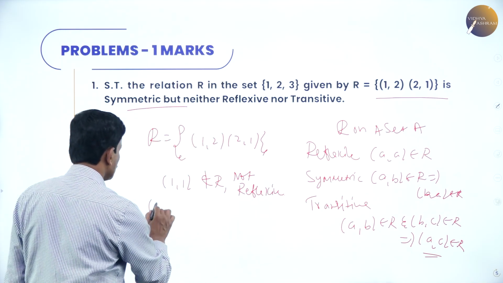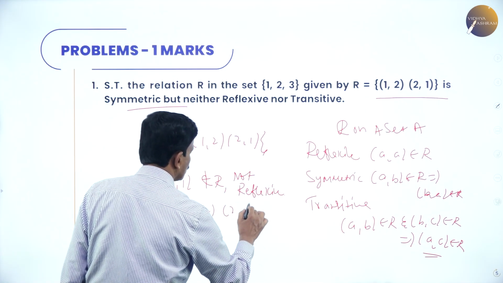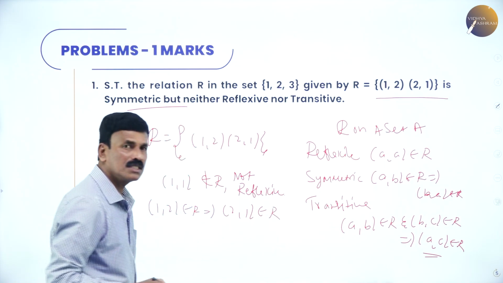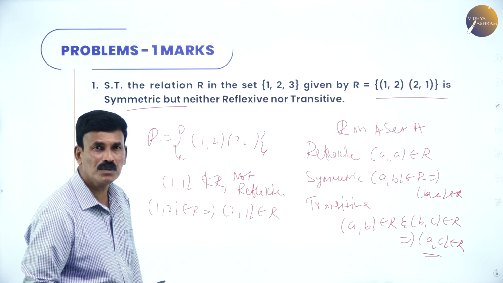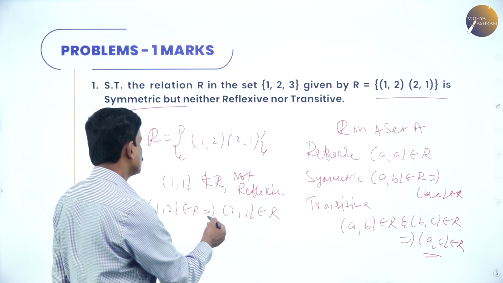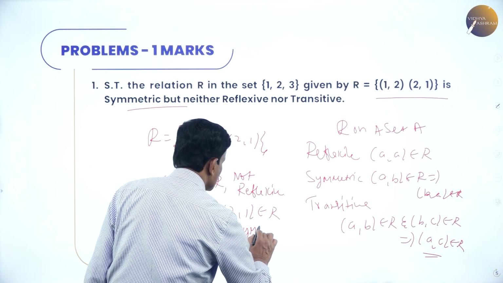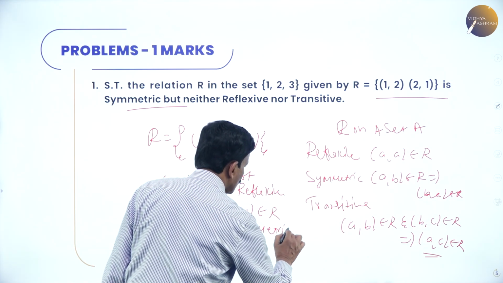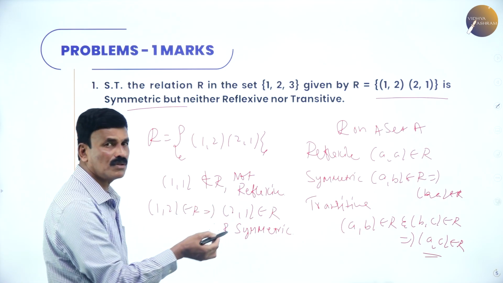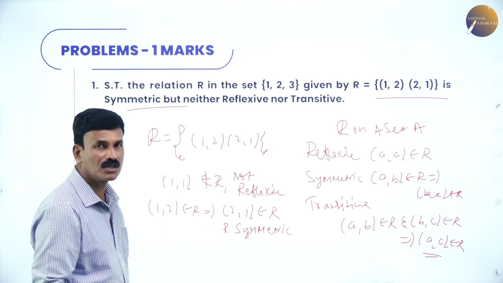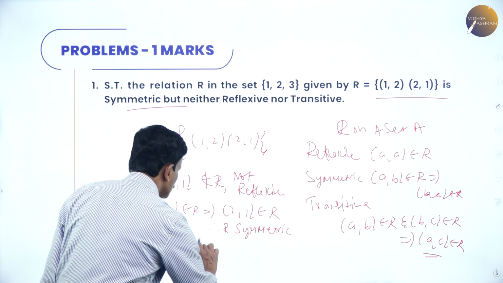Now symmetric. What is symmetric? If (1, 2) belongs to R implies (2, 1) also belongs to R. This is an example. So this is nothing but if (a, b) belongs to R implies (b, a) belongs to R. Therefore R is symmetric. And if we consider the transitive property, (1, 2) and (2, 1) implies (1, 1), which does not belong to R. So this is not transitive.